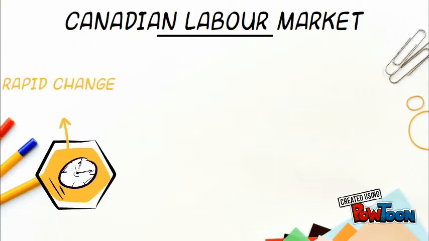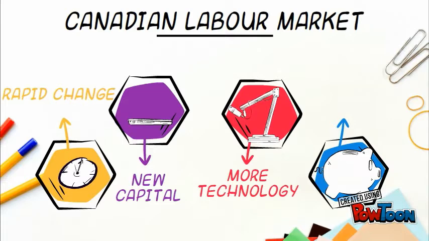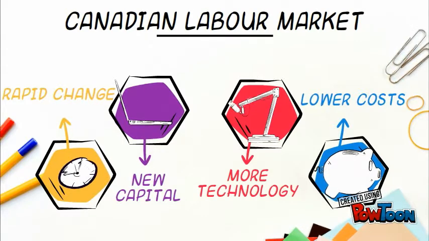The Canadian labour market has been undergoing rapid change in the past decade, especially in the 1990s. A large number of Canadian firms have been investing in new capital and more efficient technological methods as a way to reduce labor inputs and costs. This industrial restructuring has definitely played a part in unemployment caused by the mismatching of skills.